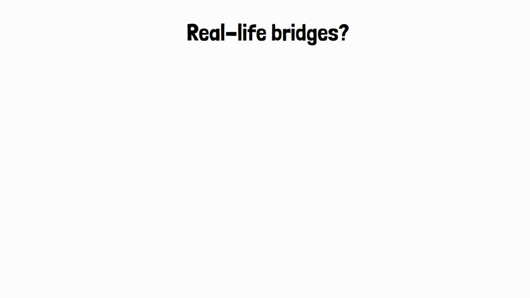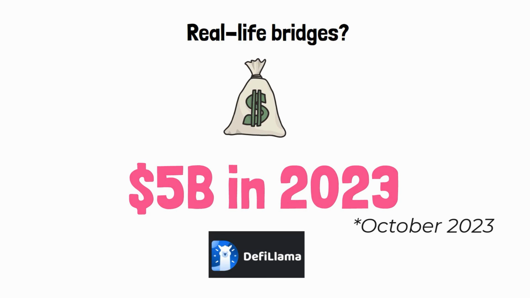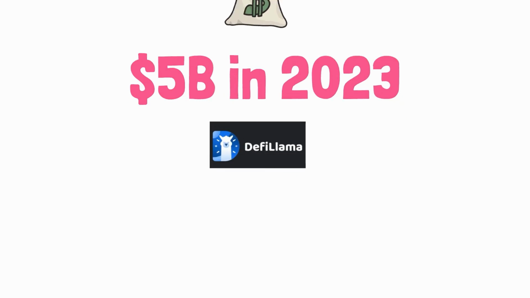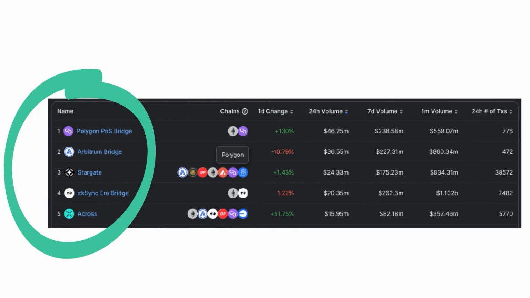Okay, but what about real-life blockchain bridges? According to DeFi Llama, $5 billion were processed by blockchain bridges in October 2023. And we can also see the ranking of the most popular bridges. Some of them are very specialized and can only transfer crypto across two blockchains, like the Polygon or Arbitrum bridge. And others allow you to connect many more blockchains, like Stargate.